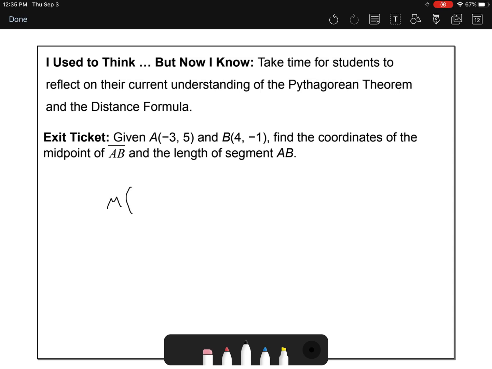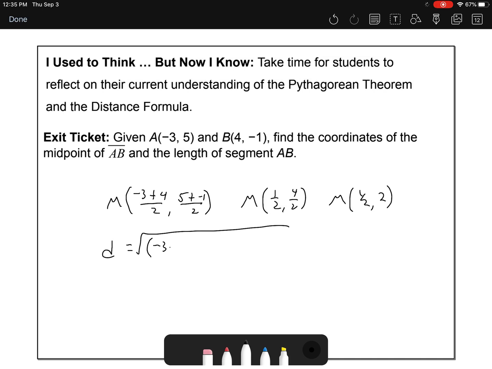So to wrap it all up here, let's do a midpoint quick and a distance formula quick between A and B. Remember, the midpoint is x plus x divided by 2 and y plus y divided by 2. So your midpoint is going to be 1/2, 4/2, or 1/2, 2.